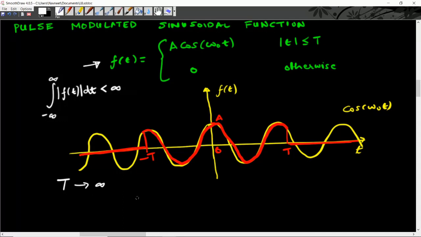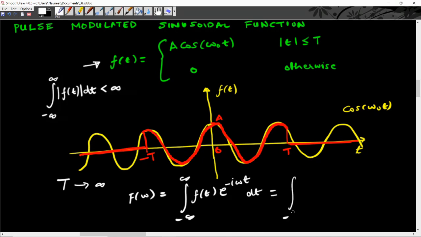So the Fourier transform is given by this integral, and because the function is non-zero only between the time intervals minus capital T to capital T, therefore the limits will be minus T to T, and between this time interval the function takes on a value of a times cosine omega naught t, and therefore my integral becomes this.